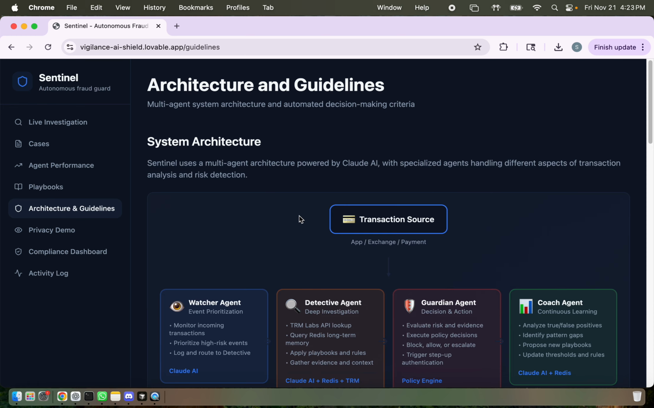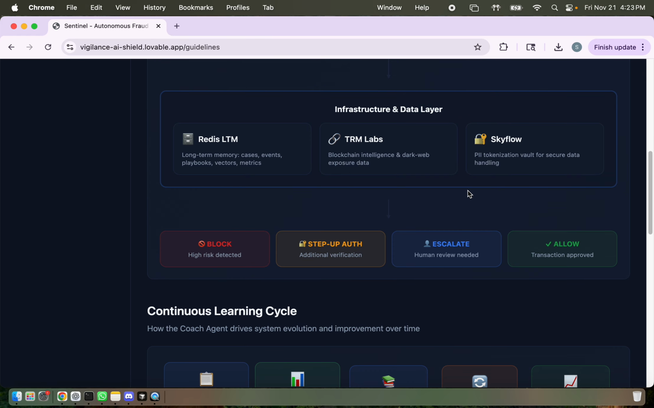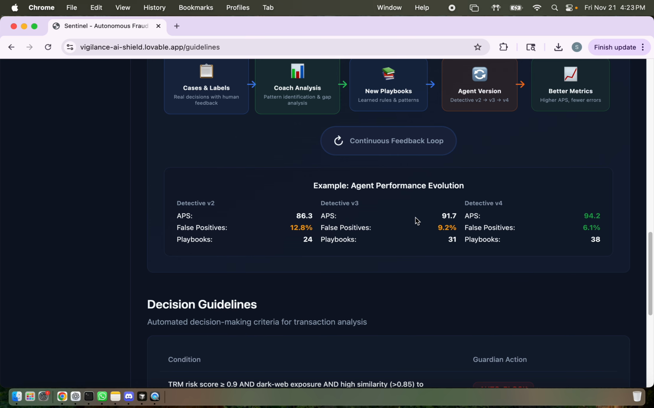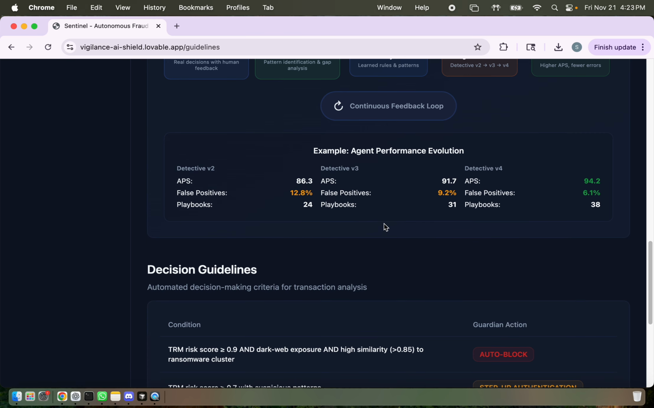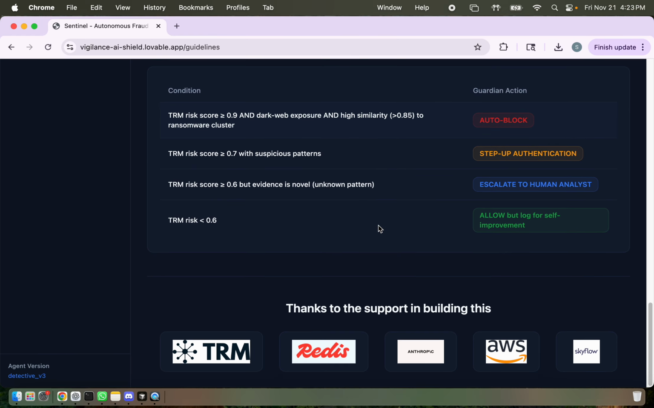Let's look at the architecture here quickly. The four agents we talked about: the watcher agent prioritizes the event, the detective agent does deep investigation, the guardian agent does decision and action, and then the coach agent continuously learns and updates the thresholds. And these are the four actions it can take: block, step up authentication, escalate, or allow. This is the feedback loop. This is how the performance evolves over time, so the agent performance is reflected here. And these are the decision guidelines.